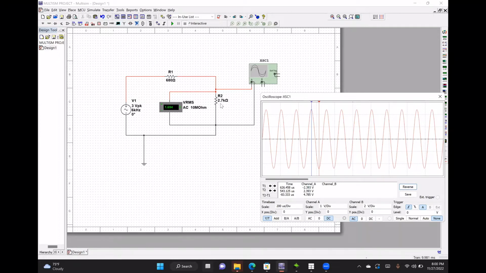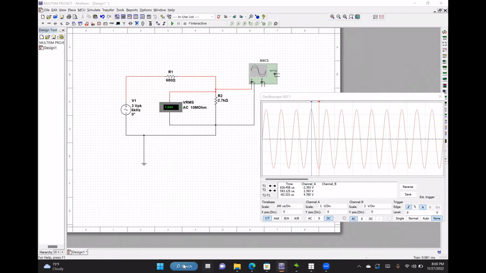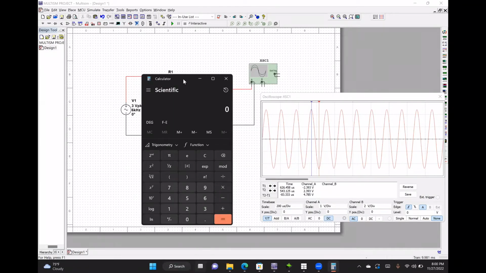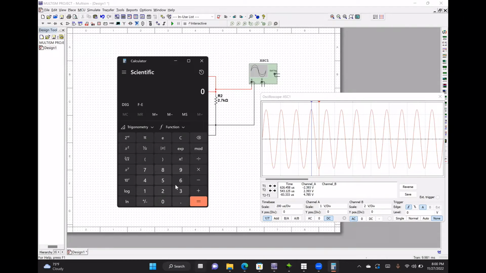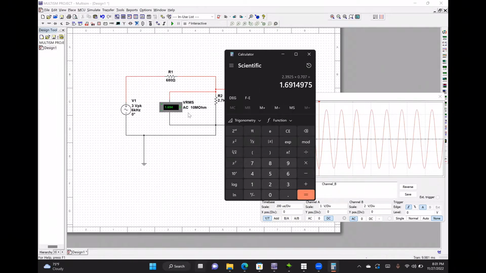The other way to do it, the old school way, is to calculate for it. So I would use volt peak to peak, 4.785, and then divide that by 2. And then multiply this by 0.707. And this would give me approximately the same number, or almost exactly the same number.